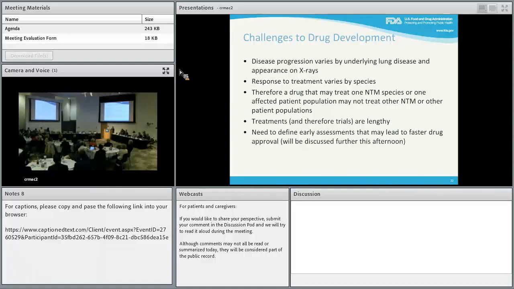And so a drug that works for one NTM species in one patient population does not necessarily work in another NTM species or another patient population. It may be difficult to extrapolate from one population to another or from one organism to another. Treatments are lengthy, therefore trials are lengthy, and when trials are lengthy, this poses problems with feasibility. And finally, the endpoints for these trials have not been well defined, and we will hear more about that in the afternoon as well. So we will need to define assessments in those clinical trials that occur early in the course, so we can get a drug to market sooner rather than waiting at least a year for the sputum to be consistently negative.